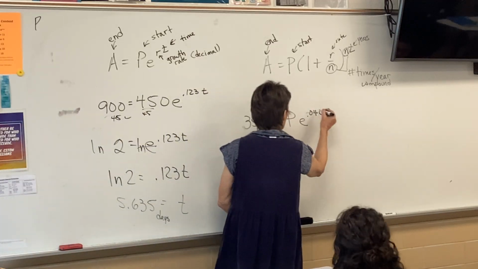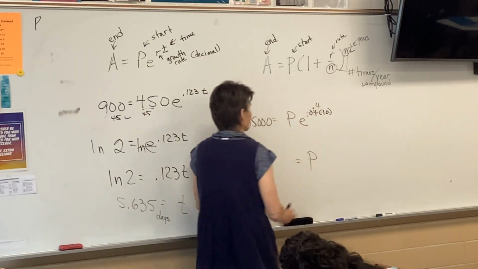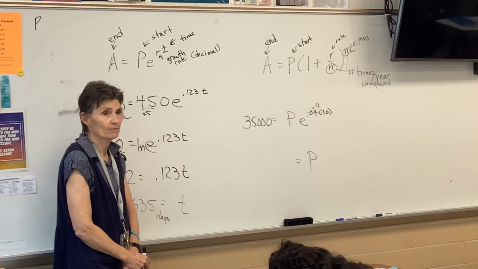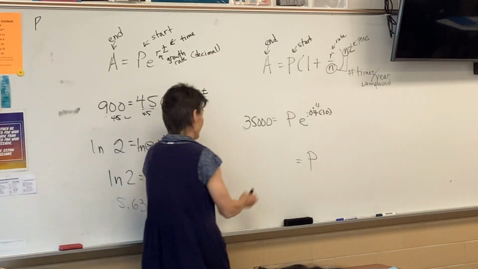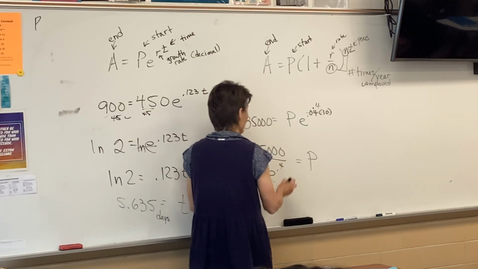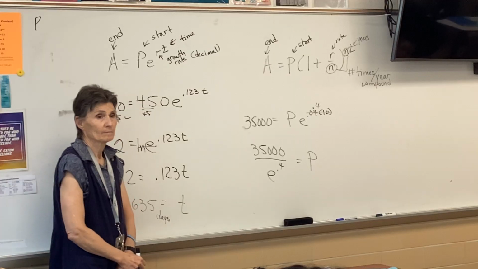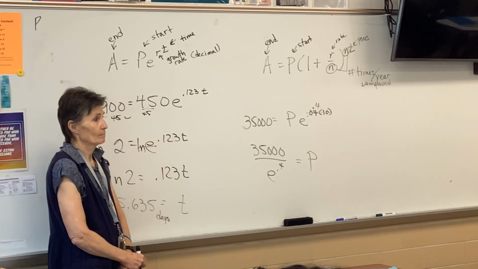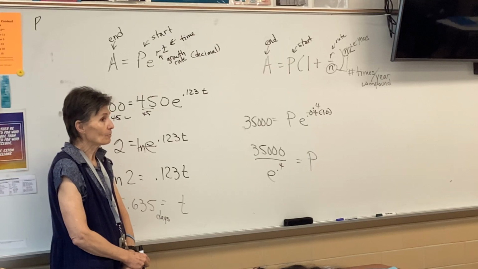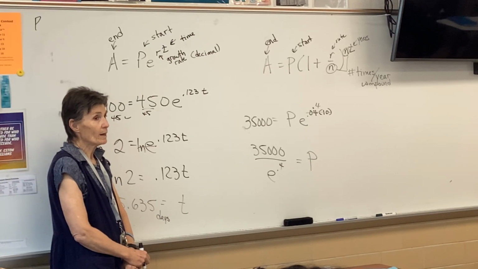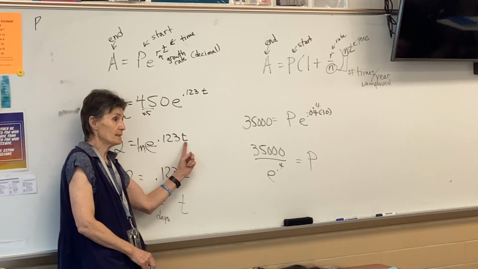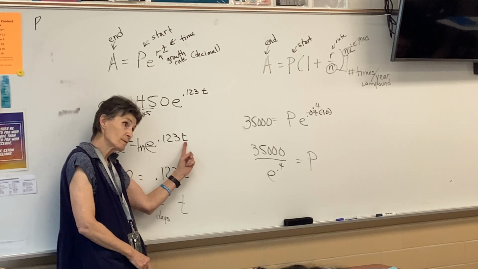First, I'm going to make that a 0.4. How am I going to get P by itself? I'm going to divide, not by P, I'm going to divide by 0.4, aren't I? Notice I'm not using logarithms. When do I use logarithms? When my variable is the exponent.